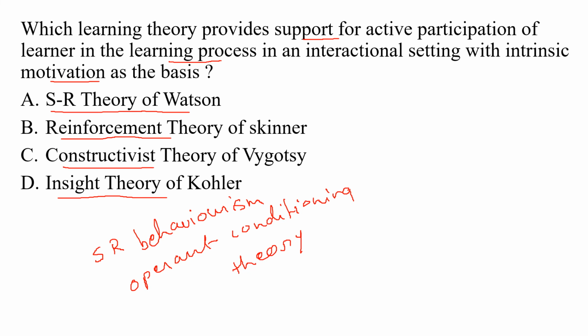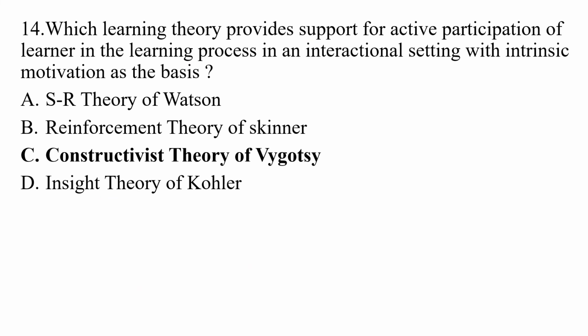And the last one is the insight theory of Kohler, the immediate and clear learning or understanding that takes place without trial and error testing. Insight occurs in human learning when people recognize the relationship which helps them to solve a new problem. The correct answer for this question is option number C, that is the constructivist theory of Vygotsky.